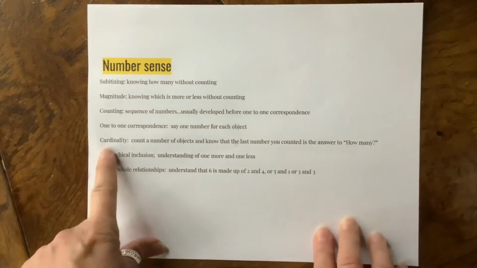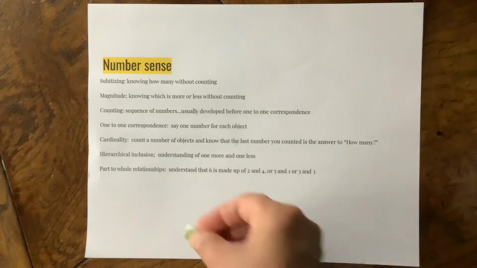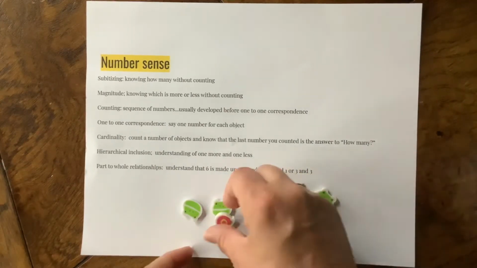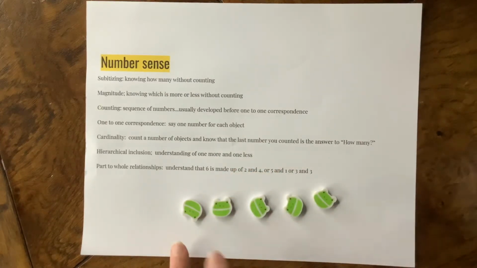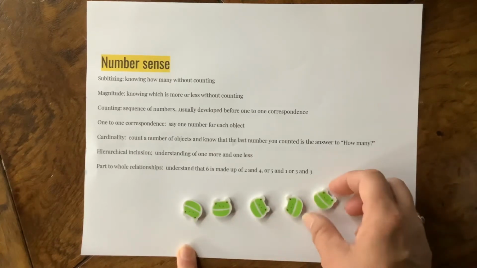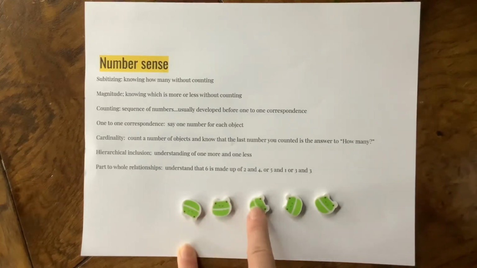Then we come to cardinality. Cardinality is when you can count a number of objects and know that the last number you counted is the answer to how many. So I'm going to put my little counters out here again. In this case, you're going to see kids count 1, 2, 3, 4, 5. And then you'll ask them, how many are there all together? And they'll start again, 1, 2, 3, 4, 5.